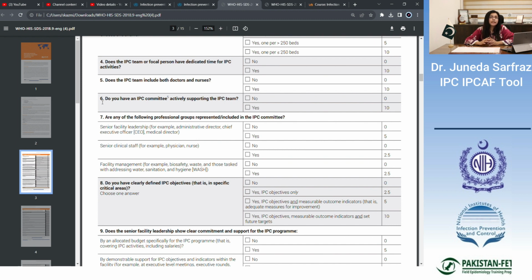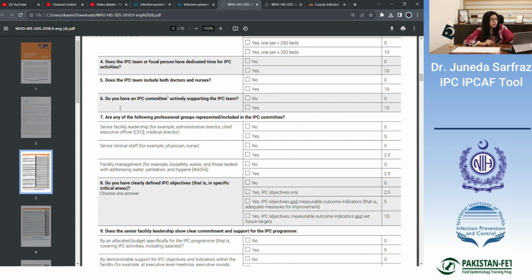That's not the case. Doctors and nurses and other paramedical staff are all important stakeholders, and their involvement in the program means that their interests are also safeguarded and they can work as a team.